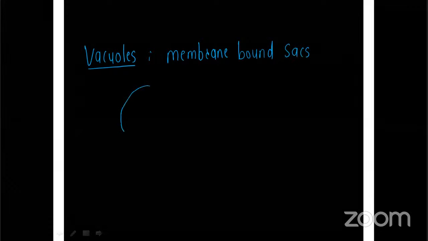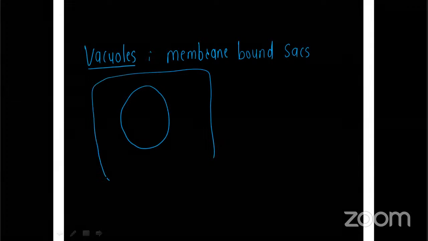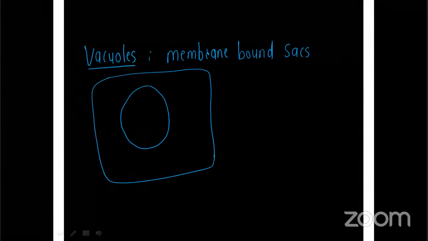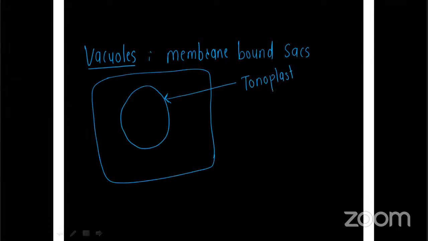These single membrane bound sacs are present inside the cells. The membrane of these vacuoles is called tonoplast. Inside this tonoplast, the cell sap is present.